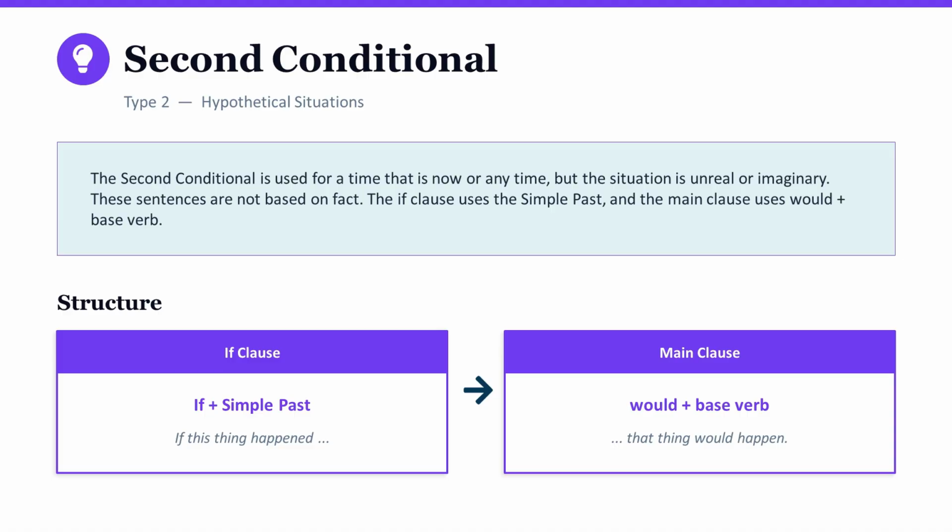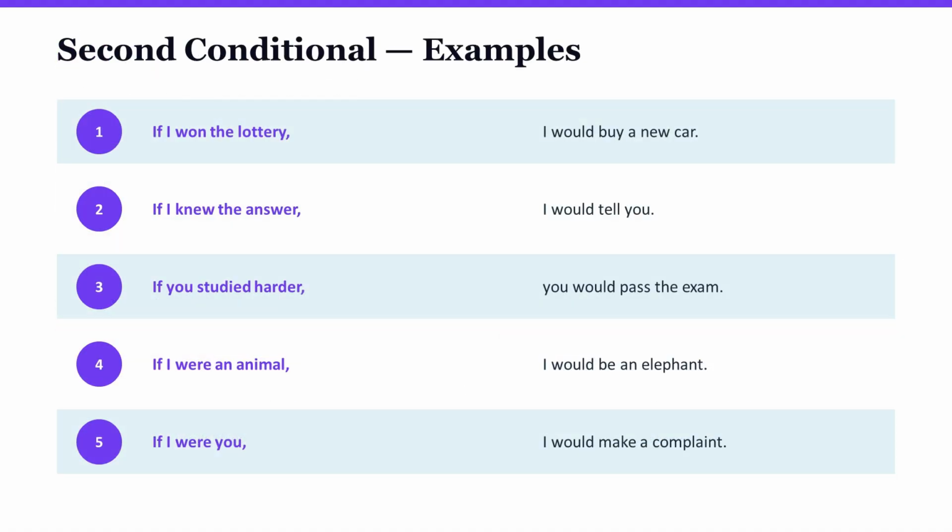Let us see some examples. Here are some examples of the second conditional. Example 1. If I won the lottery, I would buy a new car. This is an imaginary situation.